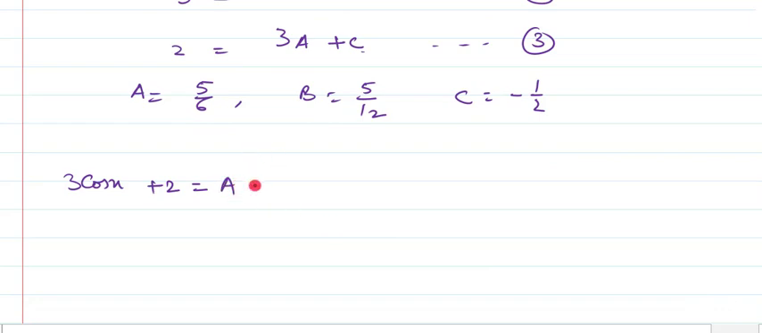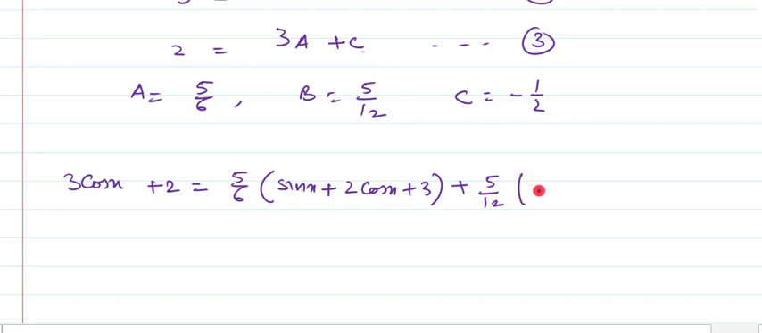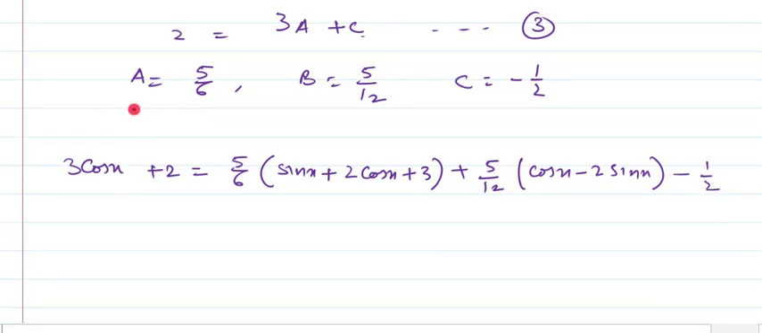So a into denominator, and let us write the value of a, and a is 5 upon 6. 5 upon 6 into denominator, which is sin x plus 2 cos x plus 3, plus b. B means 5 upon 12 into derivative of this, which is cos x minus 2 sin x, and plus c means minus 1 upon 2. Now let us write what will be I now.